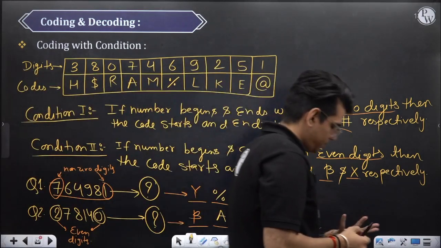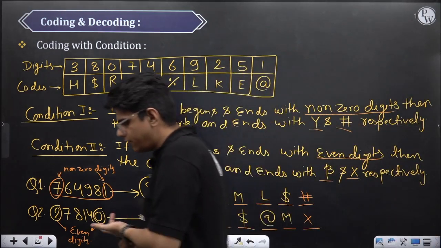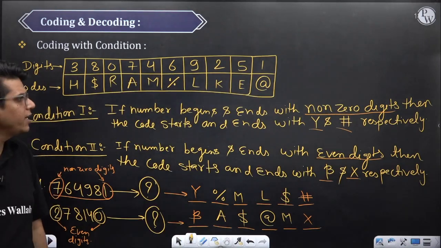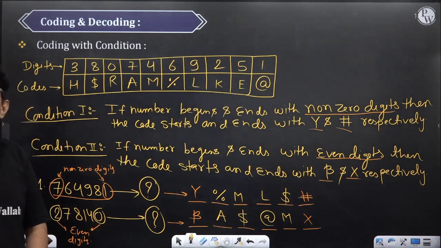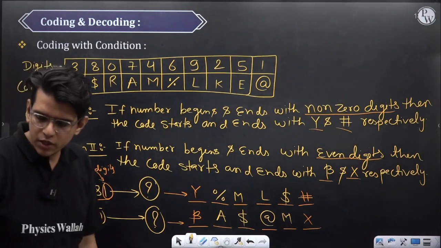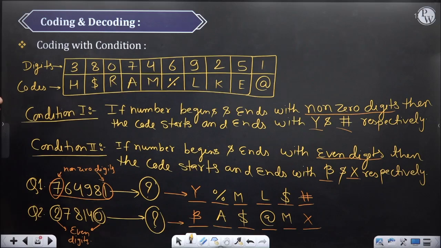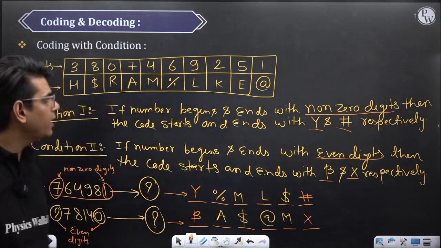After this we will solve one problem based on coding with condition, and we'll finish our video. We have solved at least 15-20 questions. We have covered every type of coding also. Most questions won't come other than these from coding and decoding, and this is one of the important chapters. Every year we are getting 2, 3, 4 questions from coding and decoding.